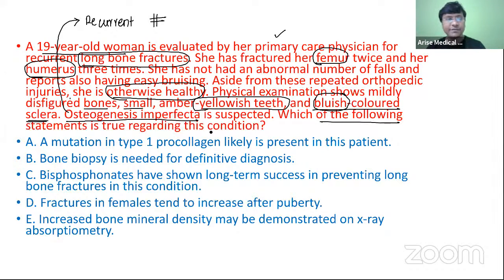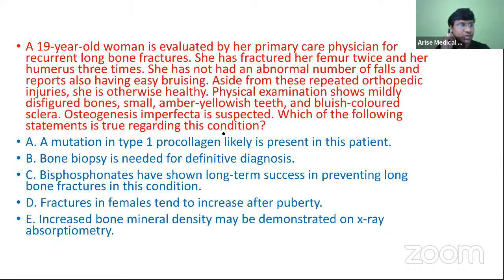Now, which one of the following statements is true regarding this condition? The options are: mutation in type 1 procollagen is likely present in this patient. Bone biopsy is needed for definitive diagnosis. Bisphosphonates have shown long-term success in preventing long bone fractures in this condition. Fractures in females tend to increase after puberty. Increased bone mineral density may be demonstrated on X-ray absorptiometry. So what is the answer which is true regarding osteogenesis imperfecta? Anyone?